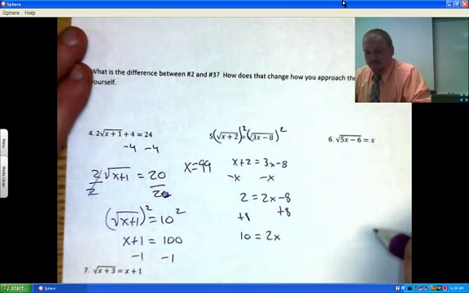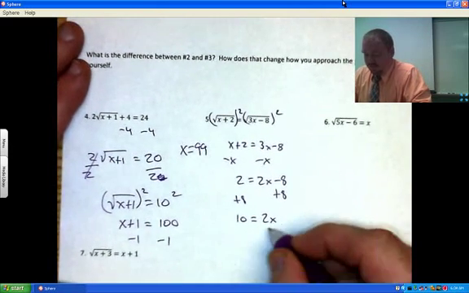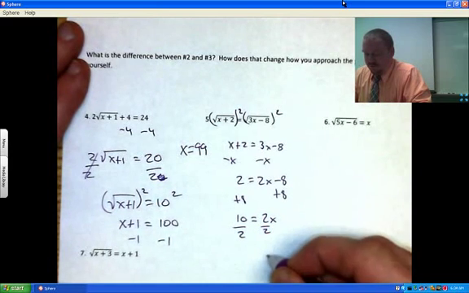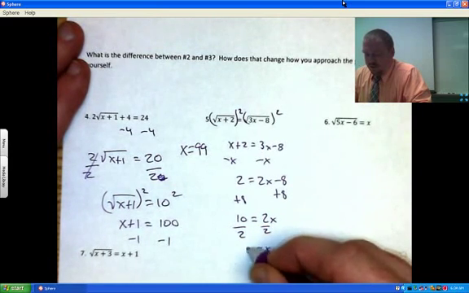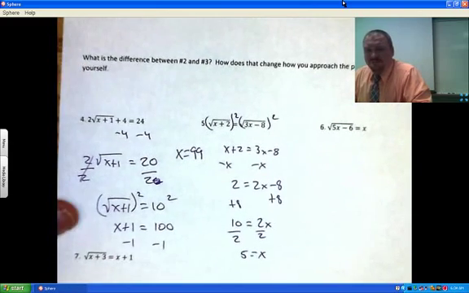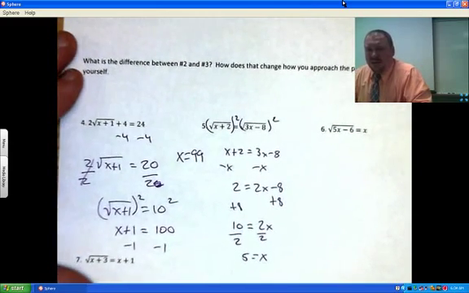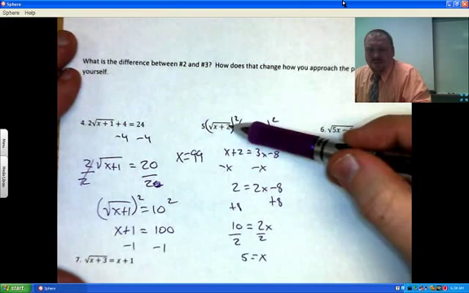And x equals 5. Now I can easily check this. 5 plus 2 is 7. 3 times 5 is 15, minus 8 is 7, and I can take the square root of 7. So that's good.